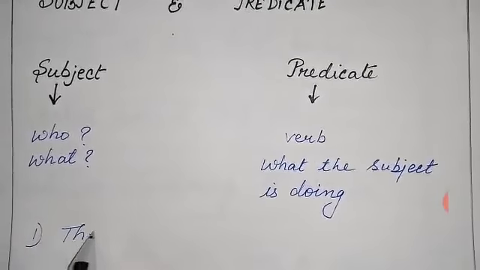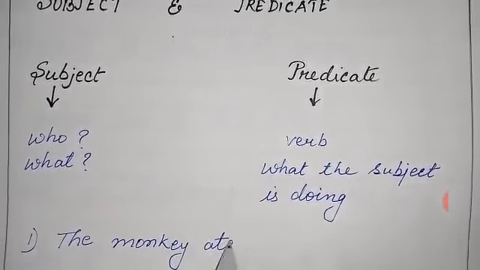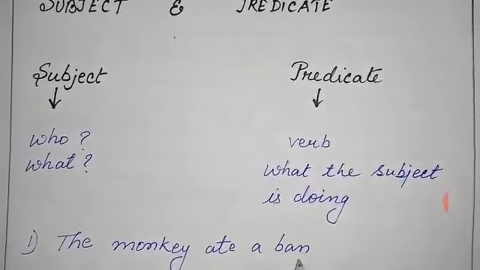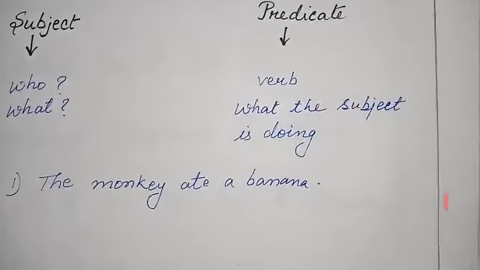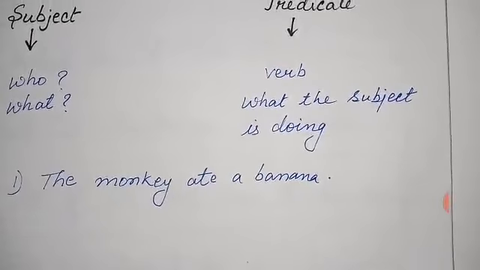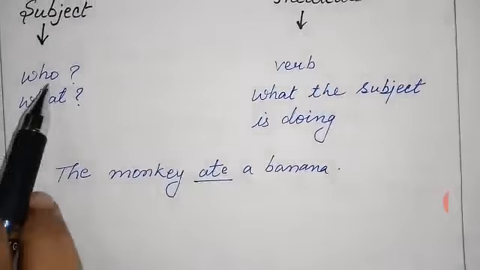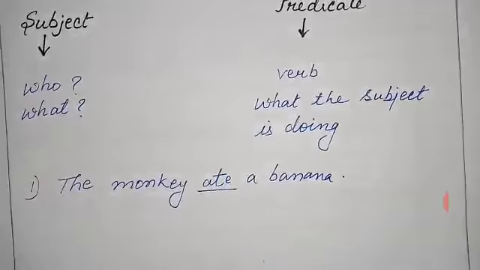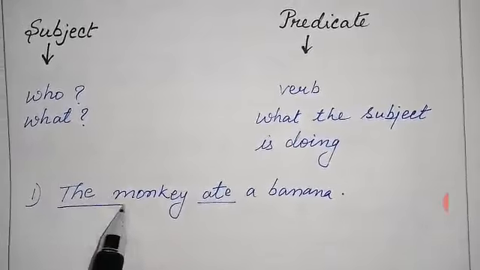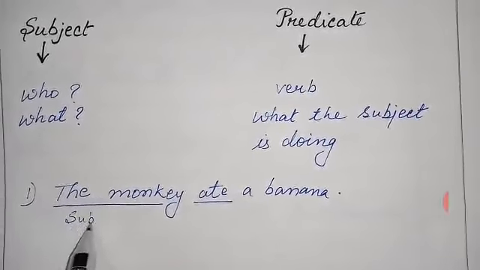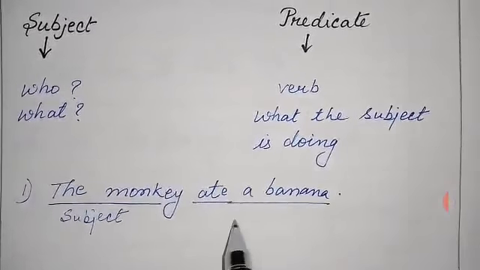Suppose, the monkey ate a banana. What we will do at first, we will have to select the verb. What is the verb in this sentence? Obviously, ate. Now we will ask these two questions, who or what. So, who ate the banana? The monkey. The answer to the question who is the monkey. That's why monkey is the subject here, and ate a banana is our predicate.